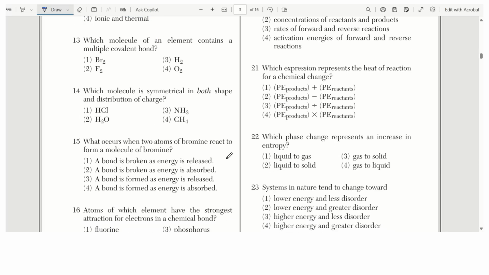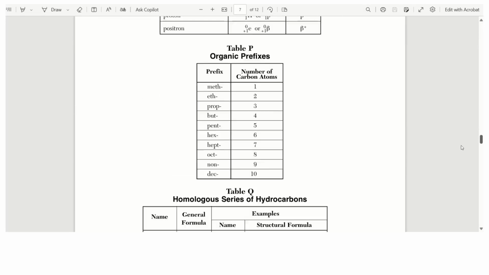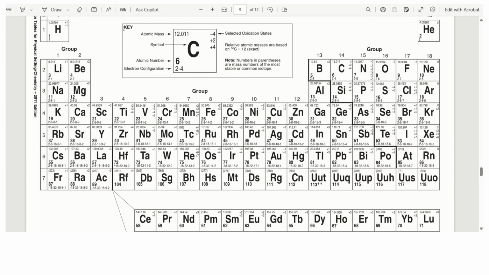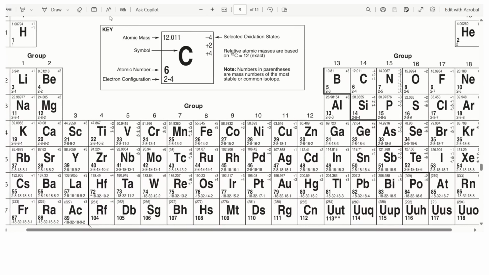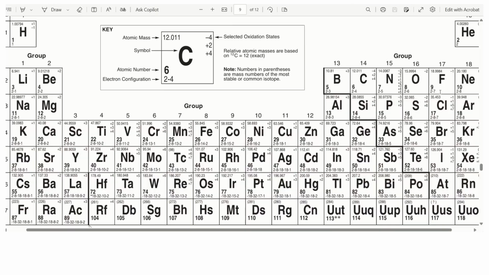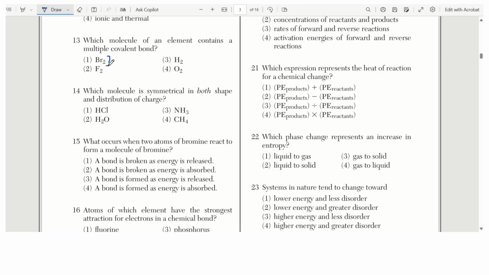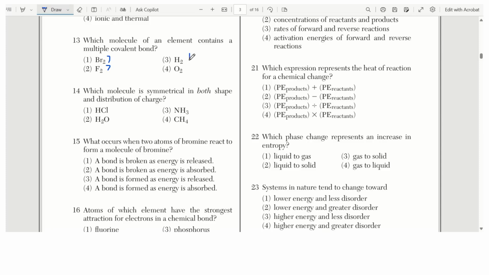Number 13, which molecule of an atom contains a multiple covalent bond? Okay, this will be helpful if you don't remember it off the top of your head to look at the reference table. So when I look at the reference table, I'm going to go to the periodic table and I'm going to look for these elements and find their valence electrons. Okay, so bromine has 7 valence electrons. Chlorine, which is in the same group, also has 7. Hydrogen has 1, and oxygen has 6.